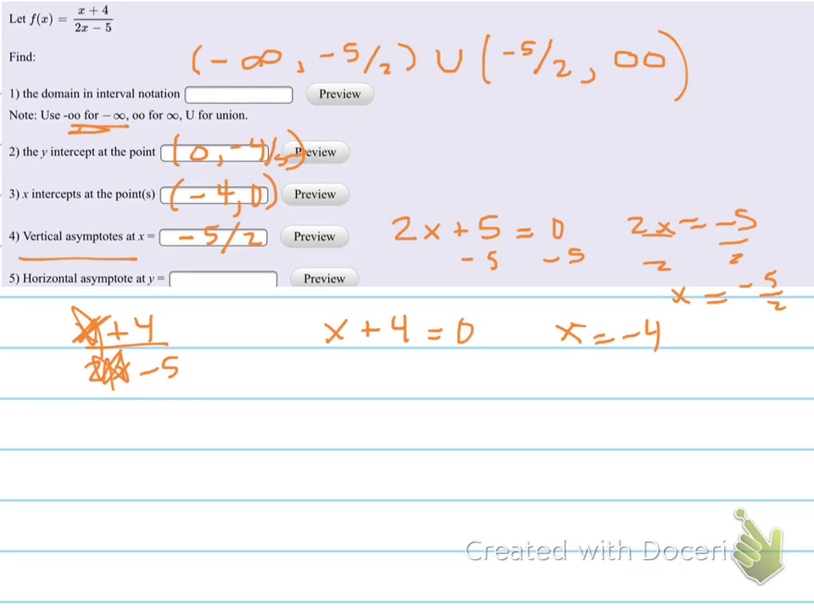And finally, the horizontal asymptote. Remember, the horizontal asymptote depends on the relative degrees of the numerator and denominator. Because this numerator and denominator are both linear terms, that means x is to the first power, it's just basically the two linear terms divided by each other. So x divided by 2x is going to give us 1/2. So that is our horizontal asymptote, at 1/2.